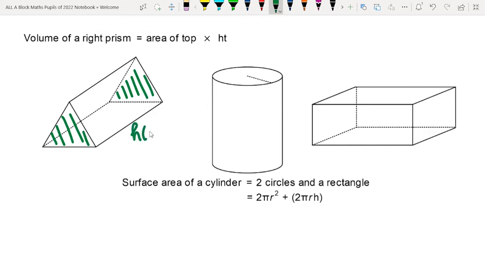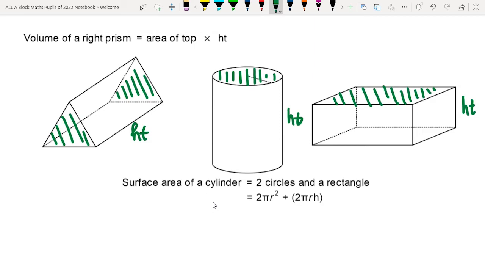So for example, here it would be the area of one of these triangles times the height. Here it would be the area of the circle, which we've already said is pi r squared, times the height. And here it would be the area of the top, which would be length times breadth, times the height.